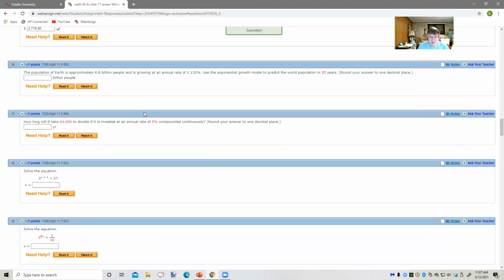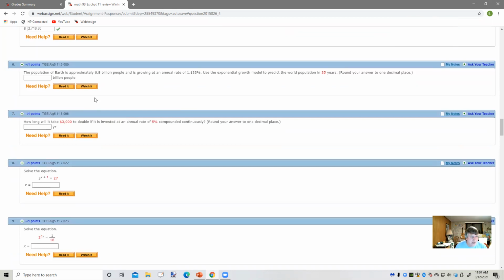Okay, let's take a look at this next one here. It says the population of Earth is approximately 6.8 billion people and is growing at an annual rate of 1.133%. Use the exponential growth model, that's the A equals P e to the RT, to predict the world population in 35 years. Round your answer to 1 decimal place. Now, notice it says 6.8 billion, and the answer is in billions. So that's going to affect how we're going to write that.